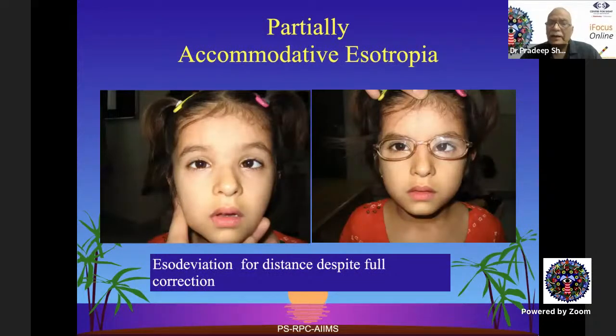Now here you have a partially accommodative esotropia. Now what do you see here? The child is having an esotropia. You give the correction for distance fixation also, and here there is an esotropia still left over. So if you have, for distance fixation, in spite of the distance correction, an esotropia which is left over with the full correction that we have done, that would mean that this is a partially accommodative esotrope having a non-accommodative component in addition to the accommodative component which is getting corrected with glasses.